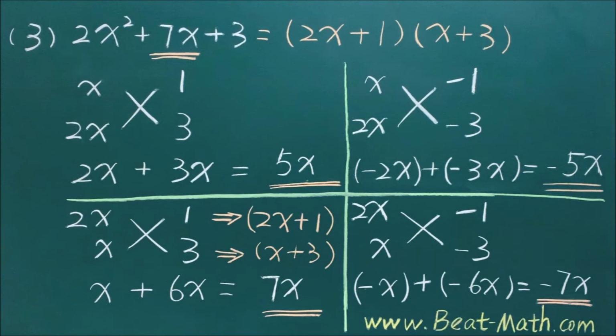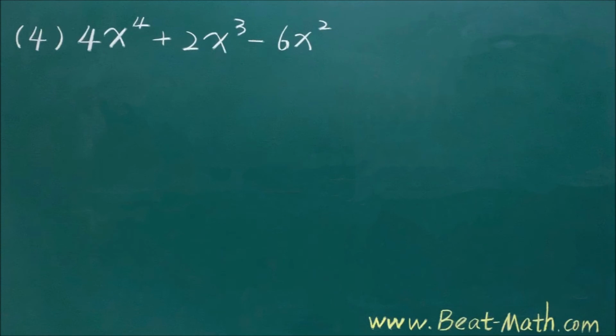Here is the last example for today. 4x to the fourth plus 2x cubed minus 6x squared. This one seems a bit difficult at first glance, but if we just follow all the steps we have been talking about, it will be okay. First, decide if there are any common factors. If yes, factor it out.